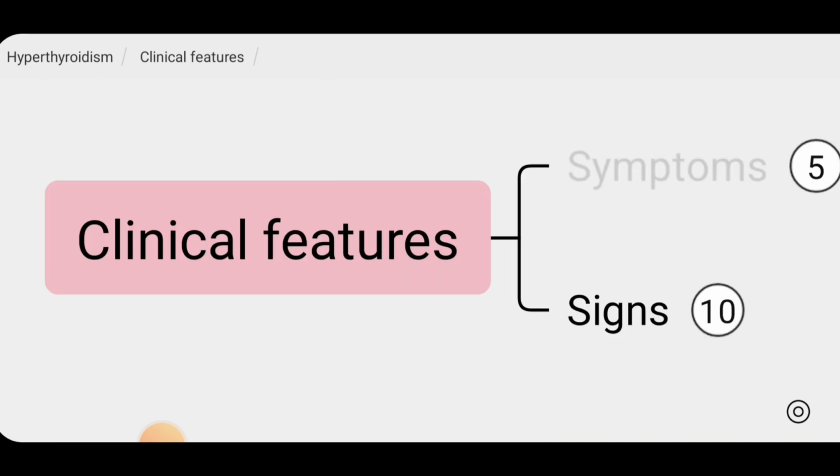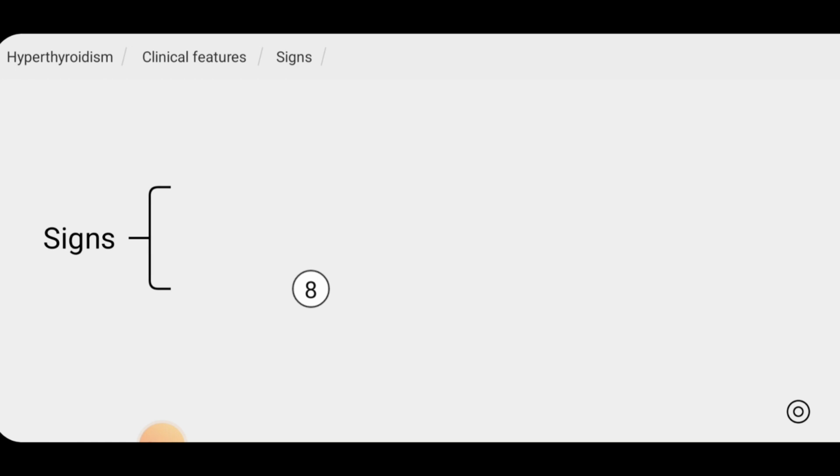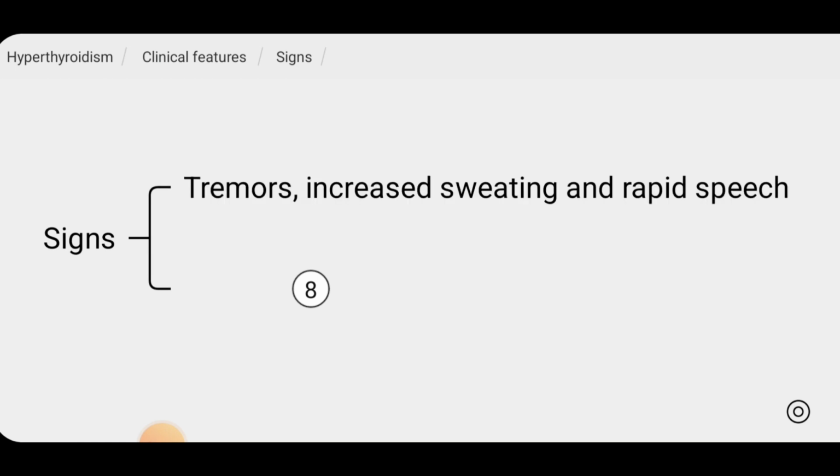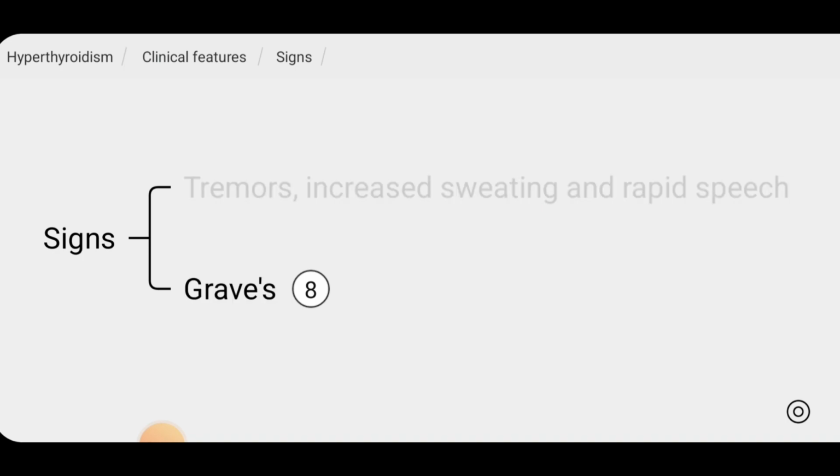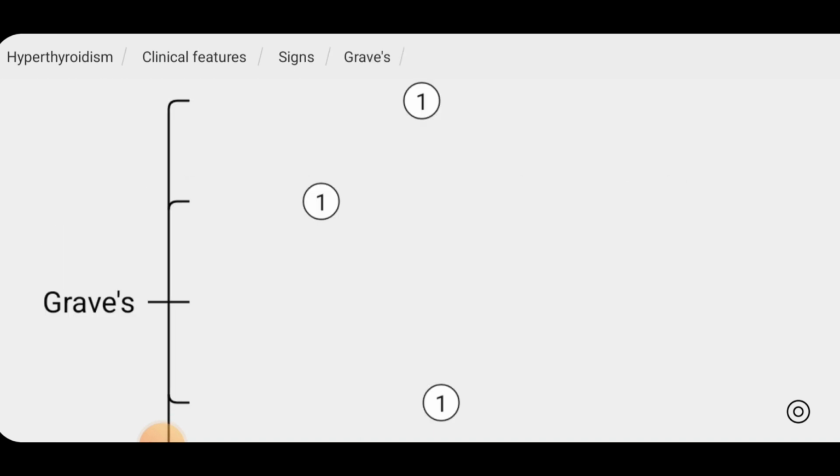As physical signs, we may detect features of hyperthyroidism like tremors, increased sweating of the patient, and the patient may have rapid speech. So you may look at the short case examination video of thyroid gland and see how these physical signs are elicited. And in patients with Graves' disease, there's a set of physical signs specific to Graves' disease.